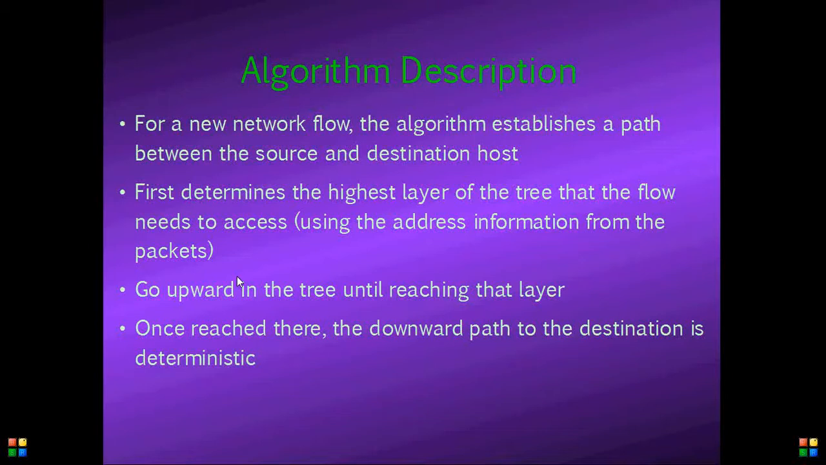So the algorithm is as follows. For each network flow, the algorithm establishes a path between the source and destination host. The algorithm first determines the highest layer of the tree that the flow needs to access. In order to do this, the controller uses the address information from the received packets. Then the algorithm goes upward in the tree until reaching the highest layer. Once it reaches there, the downward path to the destination is deterministic, so it doesn't have to calculate it.